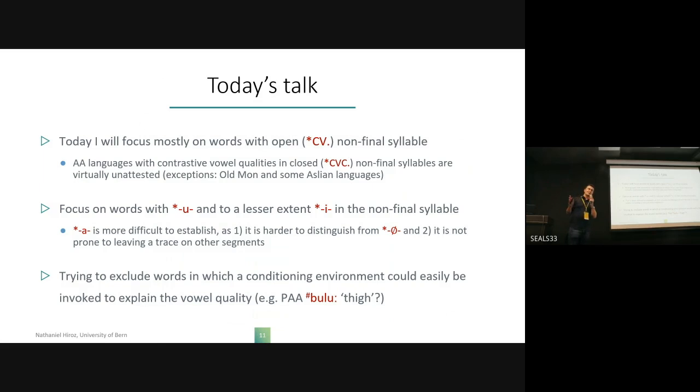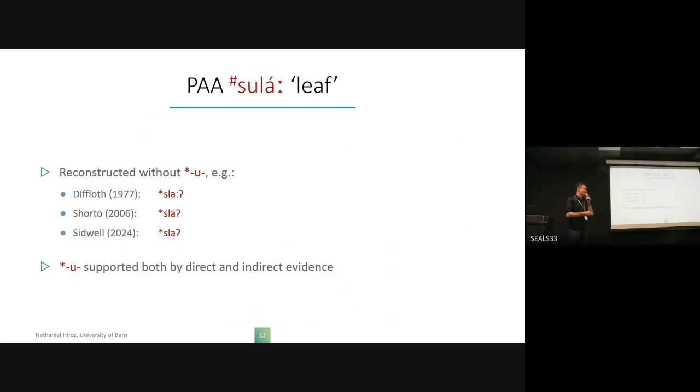Also, I'm trying to exclude words in which it could be argued that there was a phonological conditioning environment. So the word for thigh could be argued to have a U in the pre-syllable, but because there is a bilabial stop just before, and there's also a round vowel in the main syllables, at least in some languages, it could be dismissed easily as being phonologically conditioned. So I will avoid adducing evidence from such words.